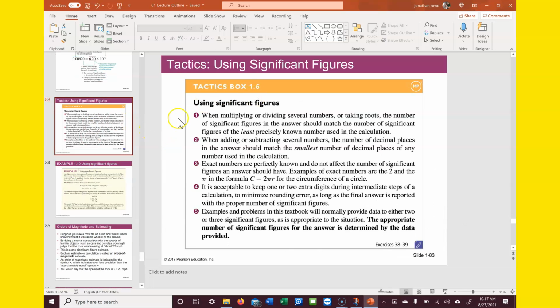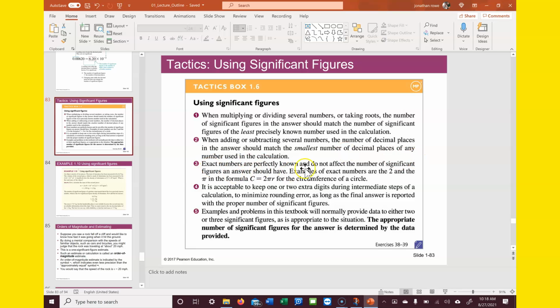All right, using significant figures. When multiplying or dividing several numbers or taking roots, the number of significant figures in the answer should match the number of significant figures of the least precisely known number used in the calculation. When adding or subtracting several numbers, the number of decimal places in the answer should match the smallest number of decimal places of any number used in the calculation. So it's a little bit different rule when you're multiplying, dividing, exponentiating, taking roots. You think of significant figures when you do that. But when you are just adding and subtracting, you don't have to think of significant figures. You just need to think of the decimal places.